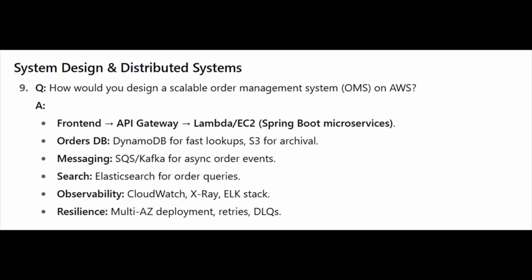System design and distributed systems. How would you design a scalable order management system, OMS, on AWS? Frontend: API Gateway, Lambda/EC2, Spring Boot microservices. Orders DB: DynamoDB for fast lookups, S3 for archival. Messaging: SQS/Kafka for async order events. Search: Elasticsearch for order queries. Observability: CloudWatch, X-Ray, ELK stack. Resilience: multi-AZ deployment, retries, DLQs.